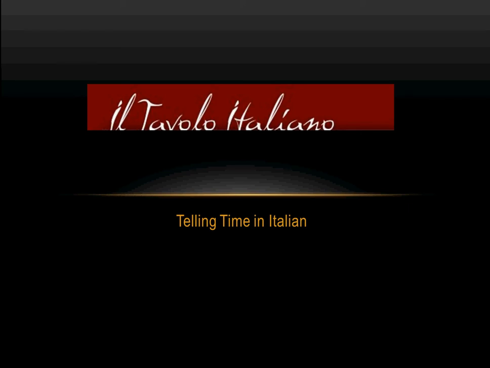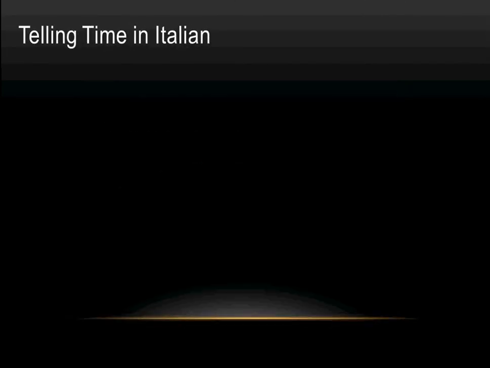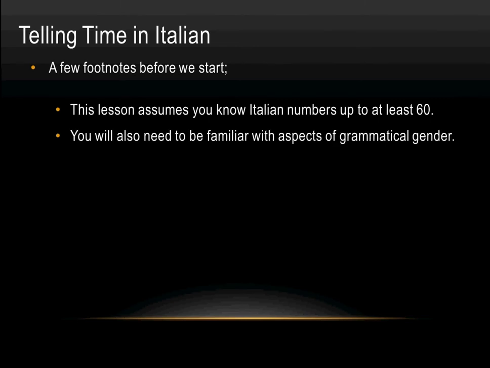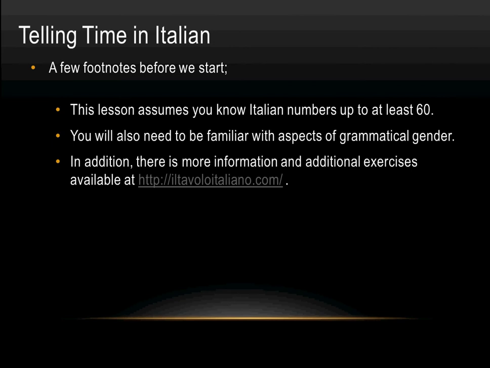Today we're going to be talking about telling time in Italian. A few footnotes before we start. This lesson assumes that you know your Italian numbers, at least up to the number 60. You'll also need to be familiar with aspects of grammatical gender. A couple other things that will be discussed are plural and singular of nouns and words that need to agree with the nouns, including the definite articles.